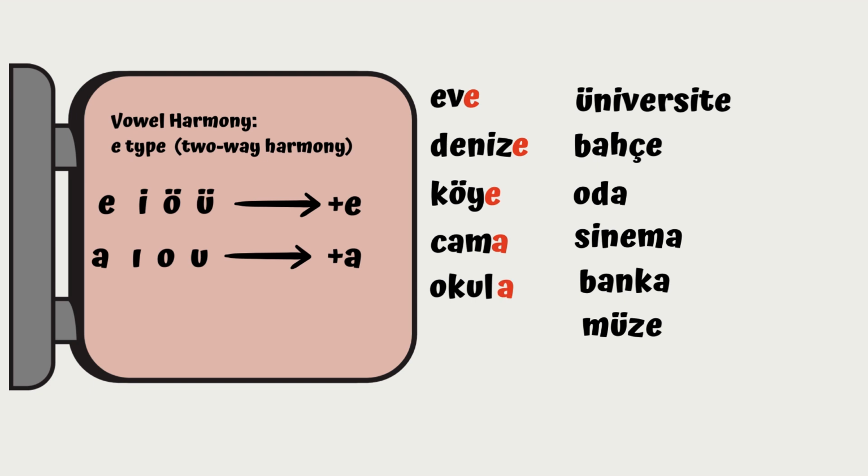Now, we have one thing to be careful about. If the word ends with a vowel, then you need a buffer sound, and in this case, it's y. So we don't say üniversite e, but we put y there, so it becomes üniversiteye.